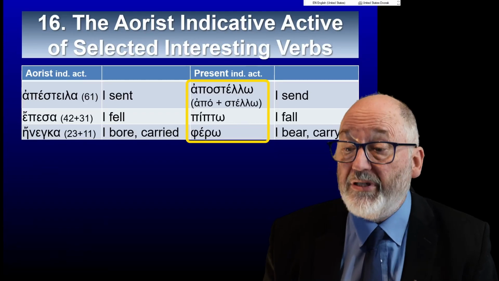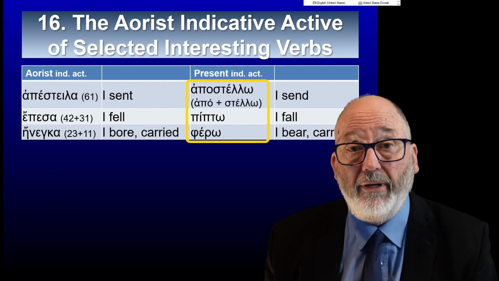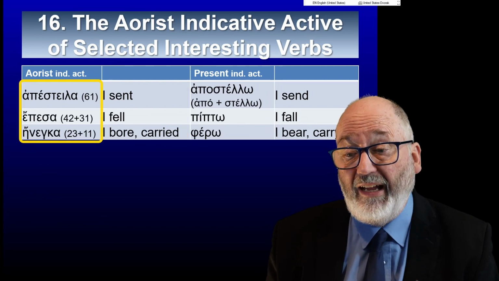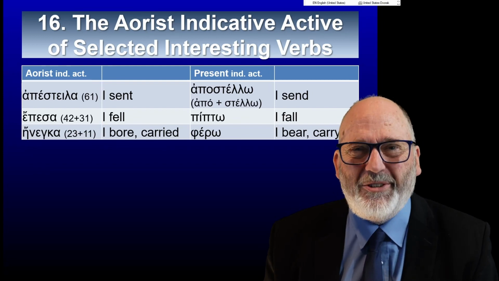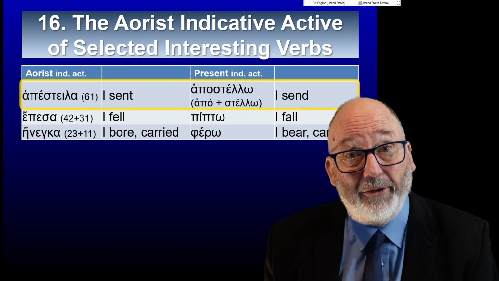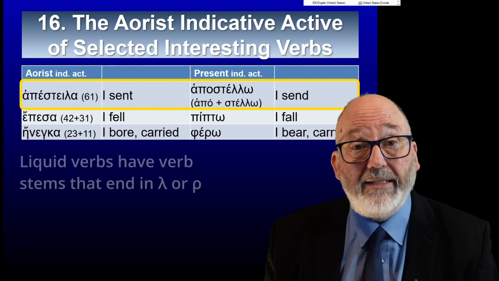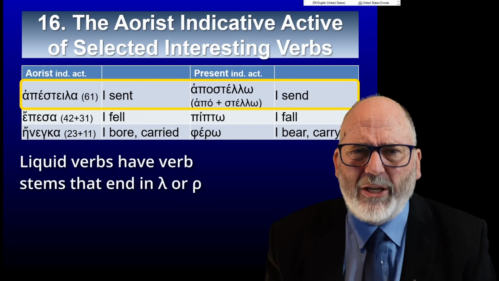Now here are the aorists of ἀποστέλλω, πίπτω, and φέρω. They are ἀπέστειλα, ἔπεσα, and ἤνεγκα. Each one of these is interesting in its own right. Starting with ἀποστέλλω, it's an example of what we call a liquid verb.